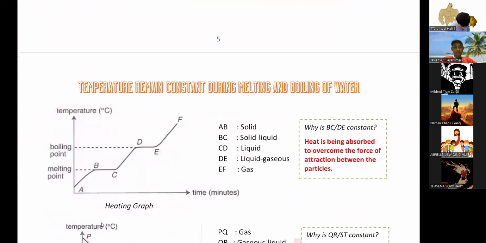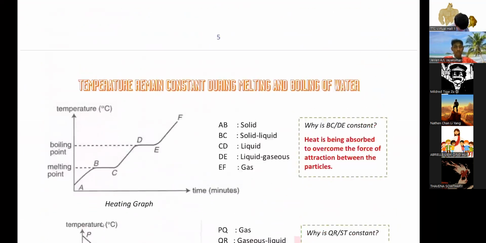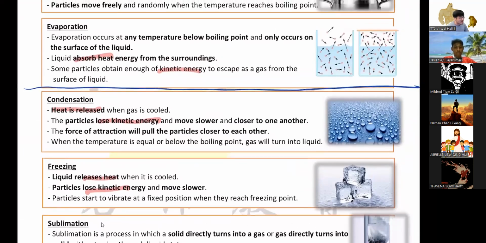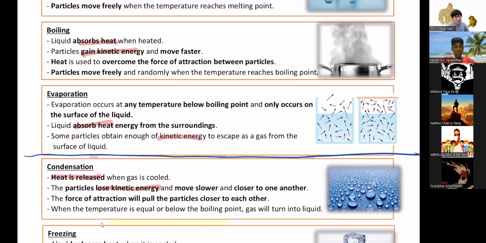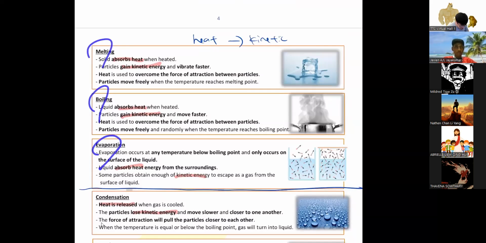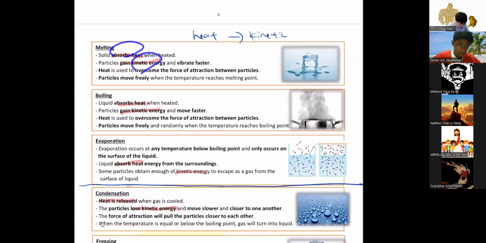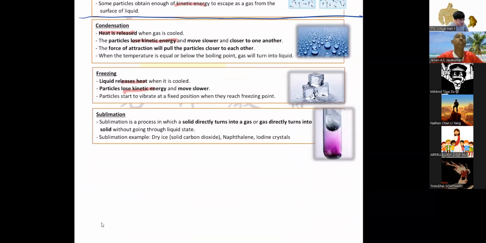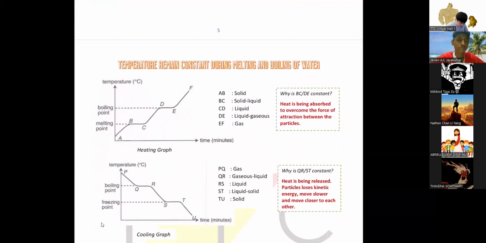Right, guys, so let's look at the last part here. For those who just came in, I'm just going to repeat this again. So melting, boiling, and evaporation, when things start to get hotter, they absorb heat, they gain kinetic energy. And when things start to get colder, they will release heat and they lose kinetic energy. That's the end of story. All right, so next, let's look at this part.